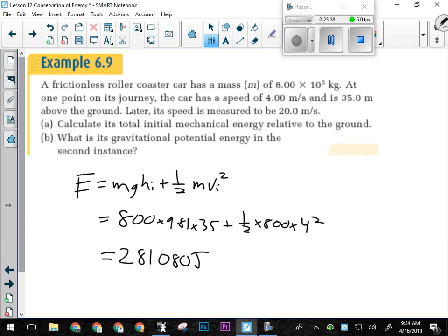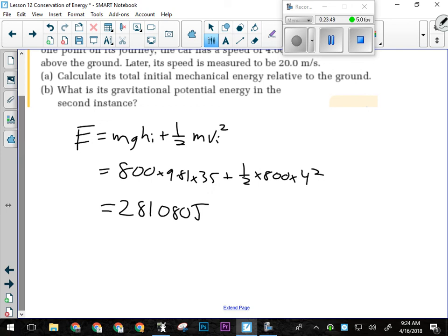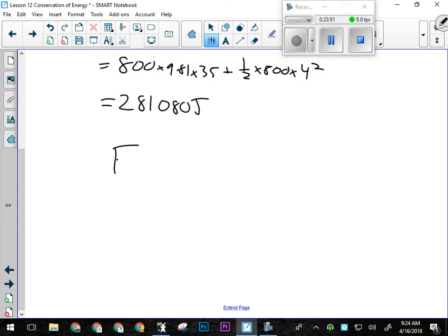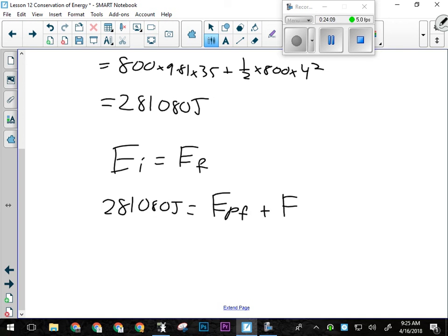What would its gravitational potential energy be in the second instance? All right, do they give me a height for the second instance? They don't, but here's the thing. If I remember that my initial mechanical equals my final mechanical, I already know what both of these numbers are. They're 281,080 joules. As long as I can find some of the stuff about the final part, I'm going to say it's EP final plus EK final. And they told me how fast it's going at the end. They told me it's 20.